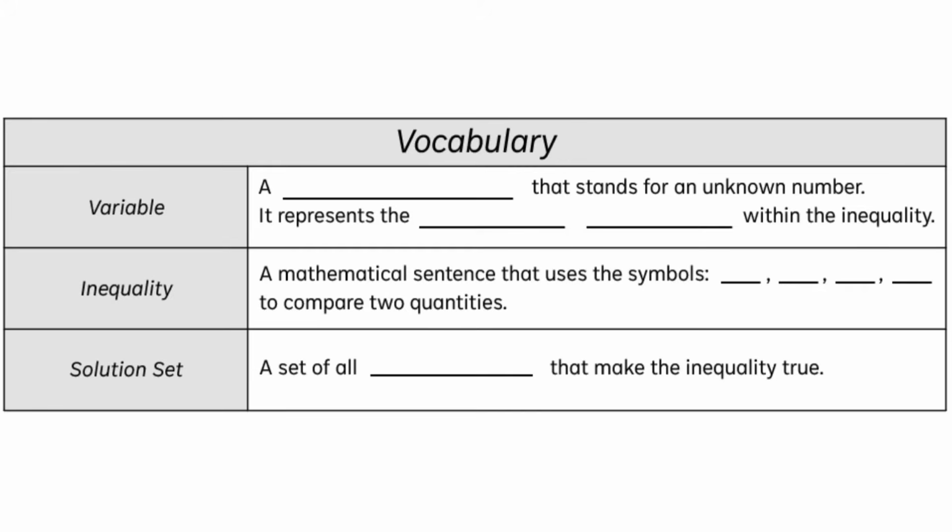Let's go over some vocabulary. What is a variable? A variable is a letter or symbol that stands for an unknown number. In this case, it represents the solution set within your inequality. An inequality is a mathematical sentence that uses the symbols less than, greater than, less than or equal to, and greater than or equal to to compare two quantities. What is a solution set? That is a set of all values that make the inequality true.